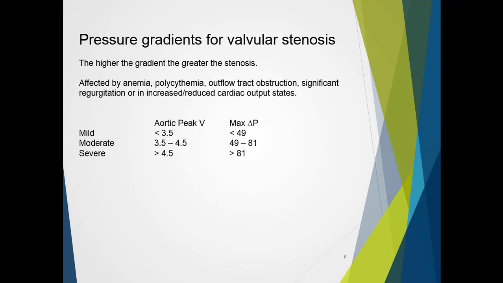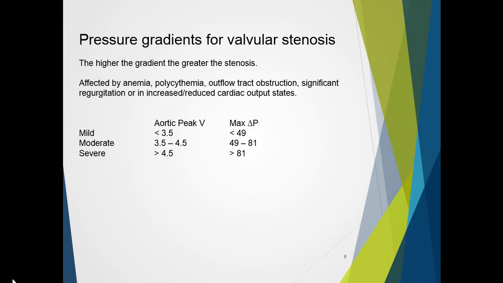Pressure gradients are also a useful tool in the determining of valvular stenosis. Basically, the higher the gradient, the greater the level of stenosis. Care, however, has to be given if there is anemia, polycythemia, outflow tract obstruction, significant aortic regurgitation, or an increased or decreased cardiac output state. These will significantly impact the obtained results, so it's good practice to not use this value in isolation when determining stenosis.